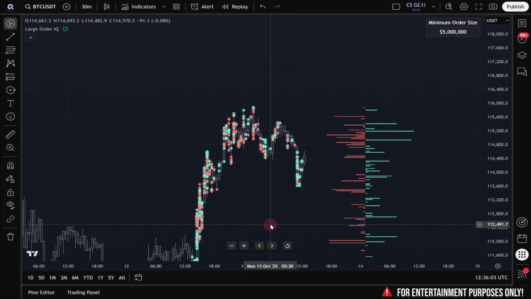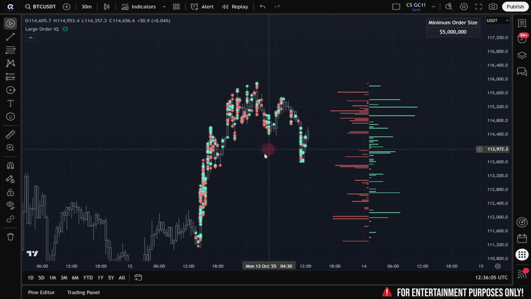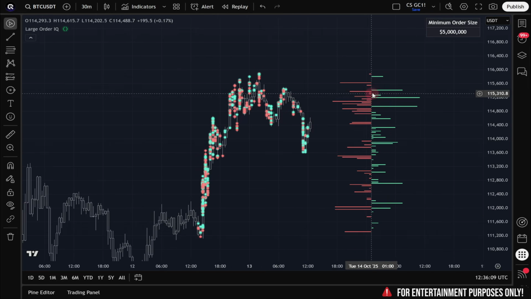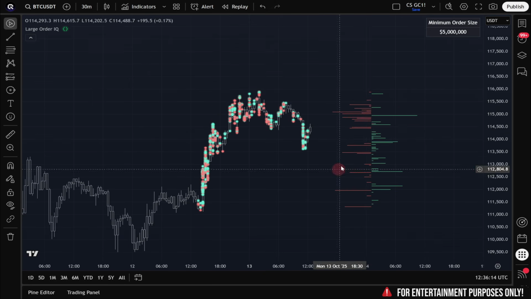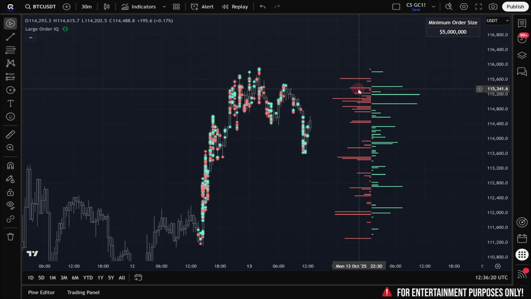Now, the next important setting is session, and personally, I always set this to either 1 week or 1 month. And once I change the session to 1 month, it doesn't affect the large order IQ bubbles in any way. It only affects the large order IQ volume profile. So I can see over the last month where big money is predominantly selling, which will be these red columns on the left, and where big money is predominantly buying, which is these green columns on the right.